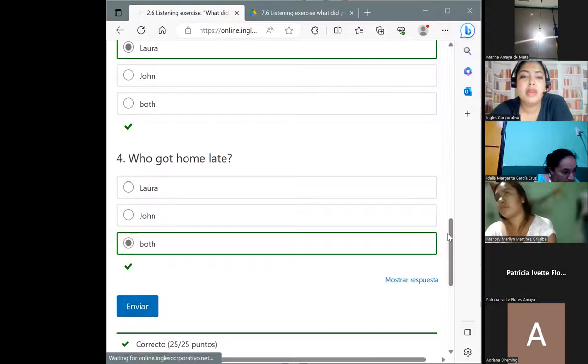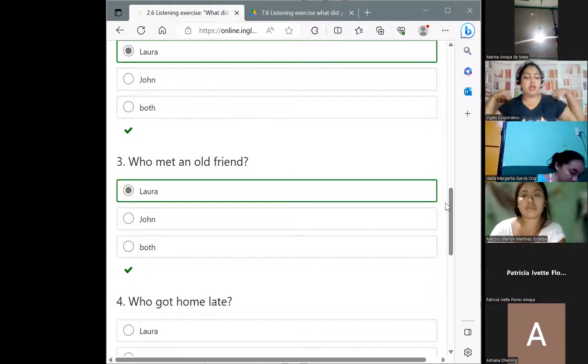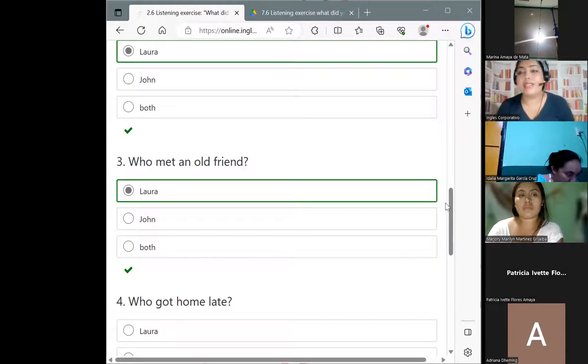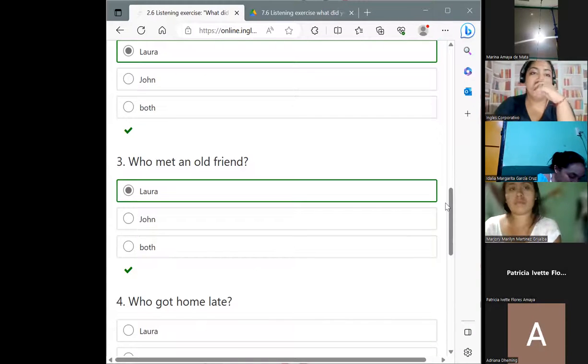Very good. Muy bien. Aquí básicamente estuvimos escuchando, ¿verdad? Cómo la pasaron ellos. En las reuniones que tuvieron, pues a John no le fue muy bien porque no le gusta hablar mucho sobre fútbol. No es una persona mucho de deportes. But Laura had a really good night. So in this case, John had a boring night. Laura had a very funny, very relaxing, very good night. And they both got home late. Llegaron tarde a casa. Pero la pasaron de diferente manera. Ella se divirtió, él no.